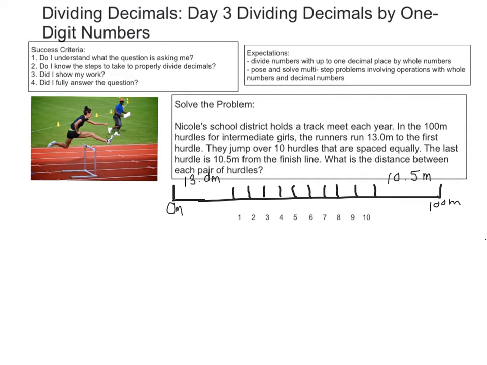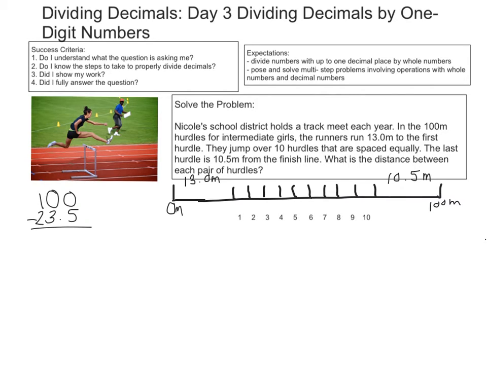So now we have to figure out the distance between the first hurdle and the 10th hurdle, because this is the unknown distance. Meanwhile, we know that all of this is 100 meters, and we have 13 meters and 10.5 meters. So ask yourselves, how do we do that? If you said we add up these two measurements and then subtract those two measurements from 100, you are correct.